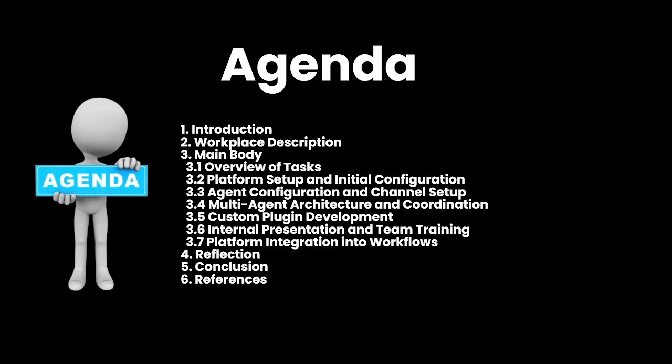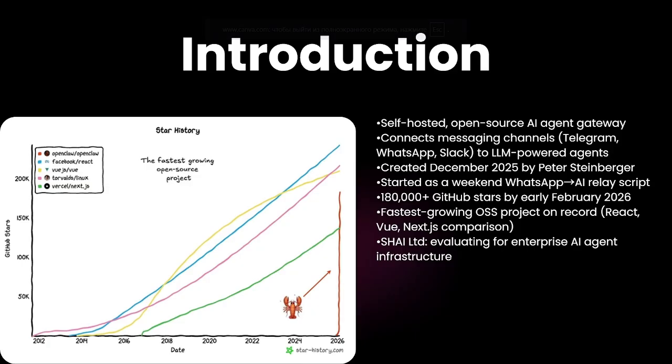Let's start with the agenda. Here is the structure of my presentation. It follows the repo structure exactly. I will start with an introduction to the platform I worked with, then describe my workplace in detail. The main body covers the technical section: overview of tasks, platform setup, agent configuration, multi-agent architecture, custom plugin development, internal presentation, and team training. And finally, platform integration into workflows. After the technical content, I will reflect on the challenges I faced, give my conclusion, and list the references I used through the practice. Now, let's start.